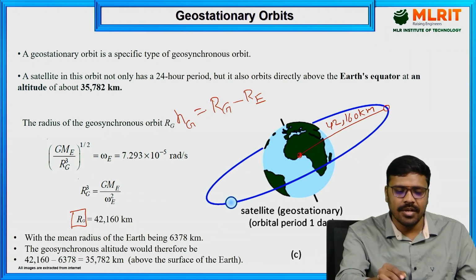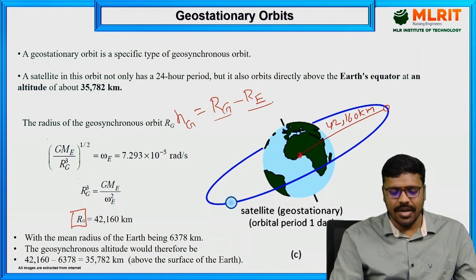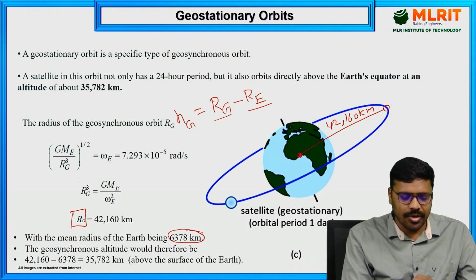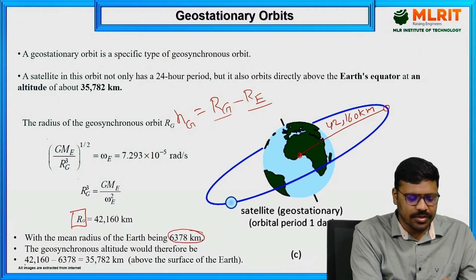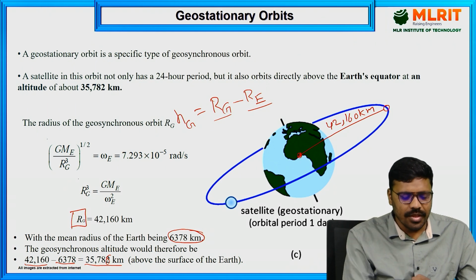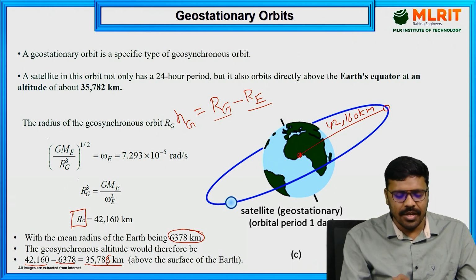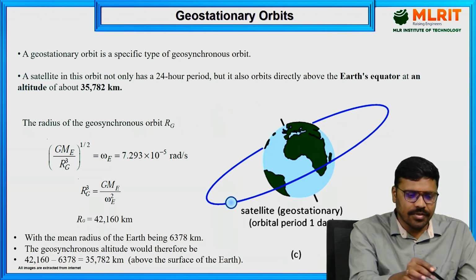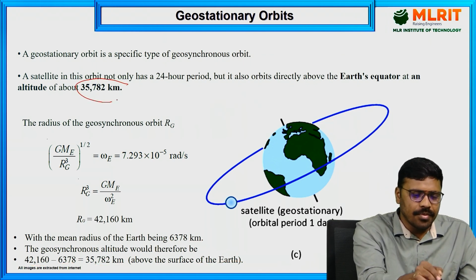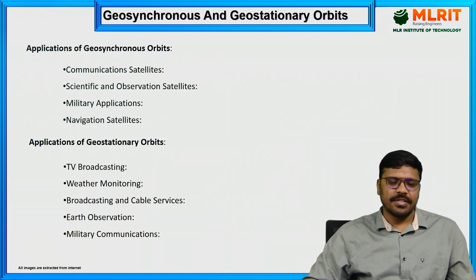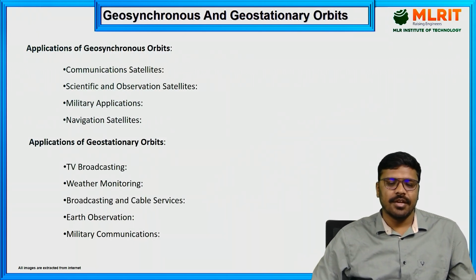Hg is equal to the radius minus the radius of the earth. So if I substitute, the radius of the earth is 6378 kilometers. And if I substitute 42,160 minus 6378, I get around 35,786 kilometers above the Earth's surface. So the altitude of the geosynchronous orbit is approximately 35,782 kilometers.